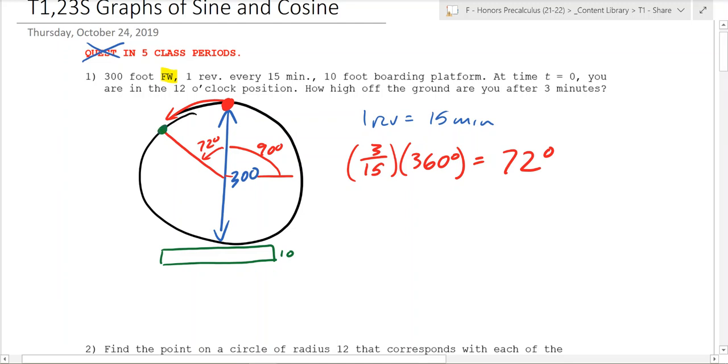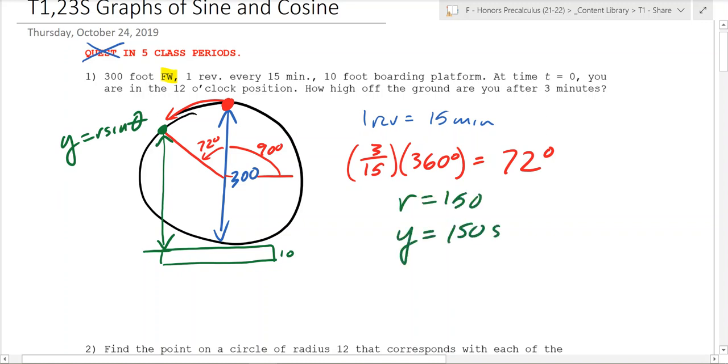And we're asking how high off the ground are we? So we're going to get this value right here, this value all the way to the platform. That coordinate right there is going to be our sine of theta. And in this case, the radius is 150. So y is going to be 150 sine of 162 degrees because we need this entire angle right there. So when you use your calculator for that, you're going to end up with about 46.353 feet.